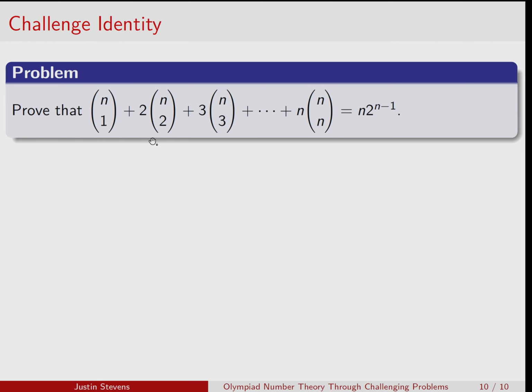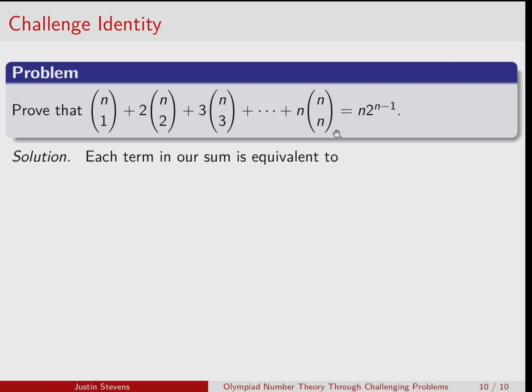And finally, I claim that if I multiply all the terms in the nth row of Pascal's triangle by the corresponding coefficient, so 1 times n choose 1, 2 times n choose 2, 3 times n choose 3, and in general n times n choose n, we're going to get n times 2 to the n minus 1.